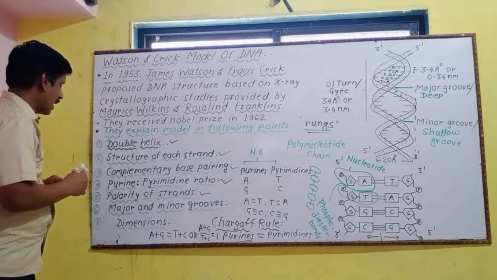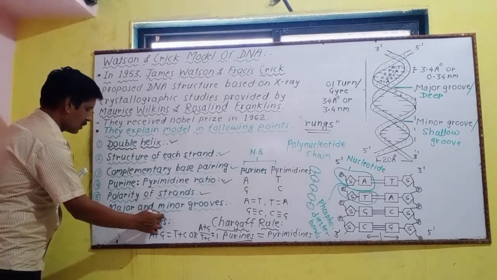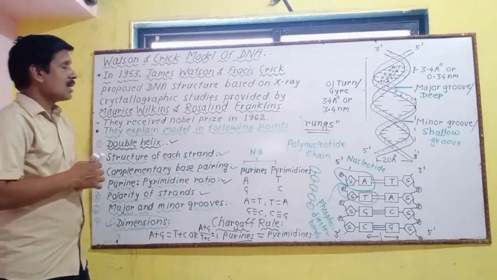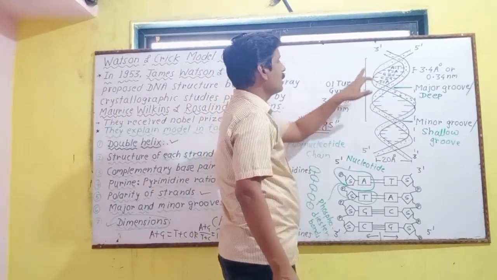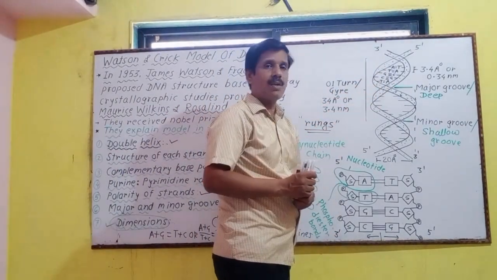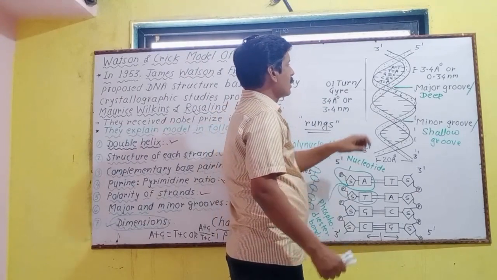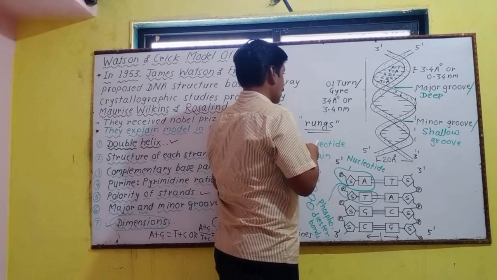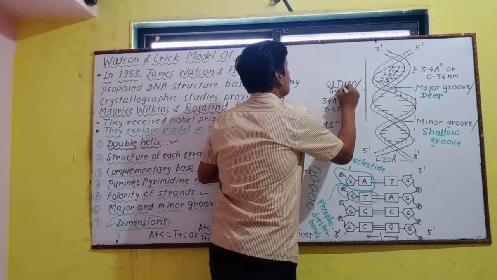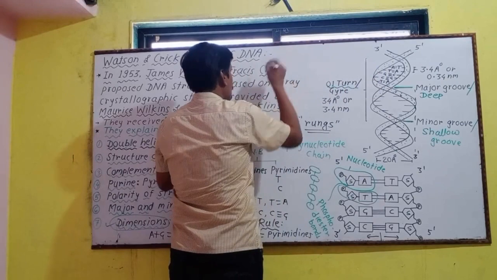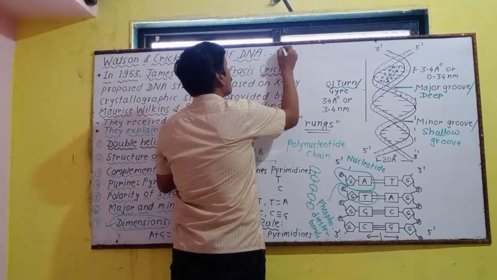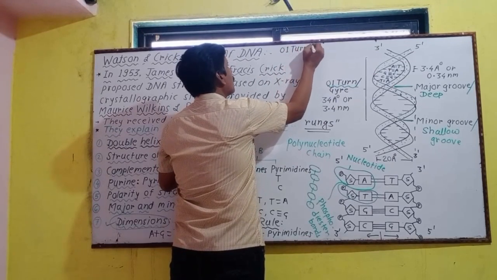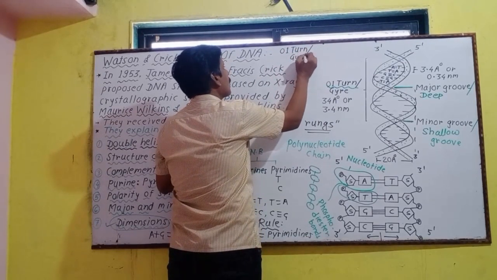Again, regarding the dimensions, this is the most important point from the objective point of view. When the two strands of DNA get coiled along each other, this two-coil region is called one turn. Mind it well that the two-coil region is called one turn. This turn is also called a gyre.